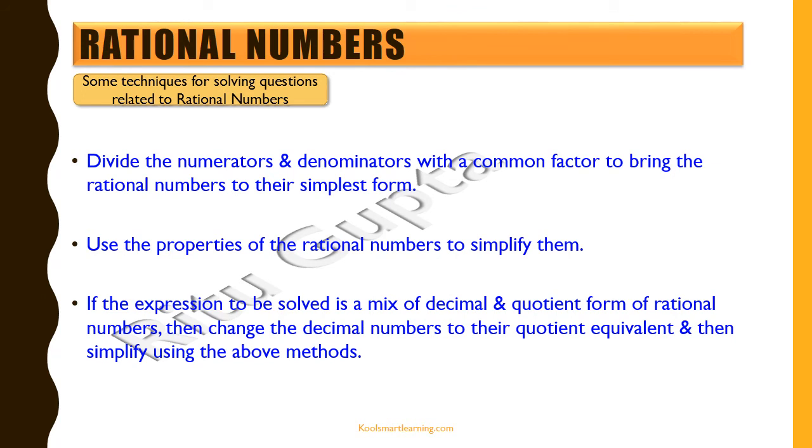Now, if the expression to be solved is a mix of decimal and quotient form of rational numbers, then it is always advisable to change the decimal number to the quotient equivalent first and then simplify using the above two methods so that we get a final quotient form of rational number, which, if possible or if needed, can be converted to the decimal form also.